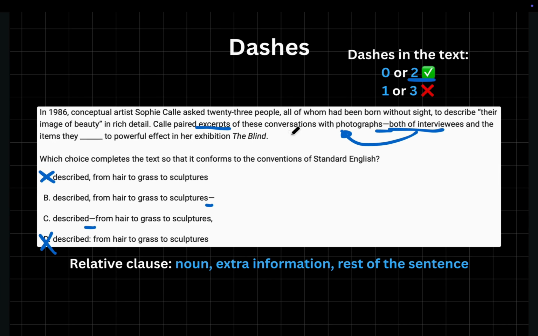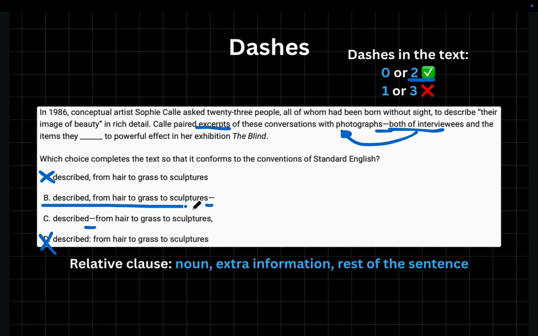So you have two choices. The extra information in choice B says both of interviewees and the items they described, from hair to grass to sculptures, while the extra information in choice C says both of interviewees and the items they described. We can see that from hair to grass to sculptures is a part of the extra information on the excerpts or clips of these conversations with photographs, meaning that choice B is correct.